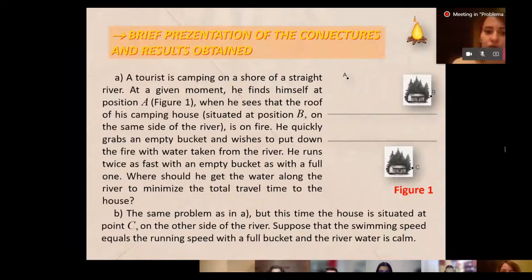We would like to start with a brief presentation of the conjectures and results obtained. A tourist is camping on the shore of a straight river. At a given moment, he finds himself at position A in figure 1, where he sees that the roof of his camping house, situated at position B on the same side of the river, is on fire. He quickly grabs an empty bucket and wishes to put down the fire with water taken from the river. He runs twice as fast with an empty bucket as with a full one. Where should he get the water along the river to minimize the total travel time to the house?